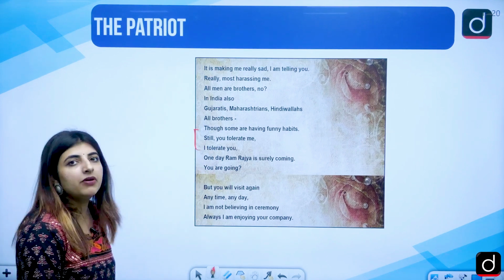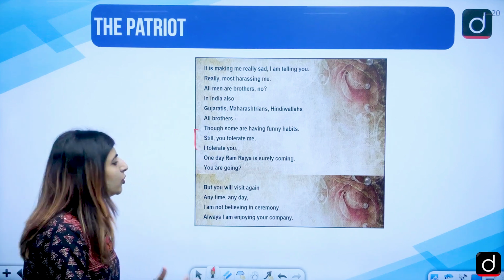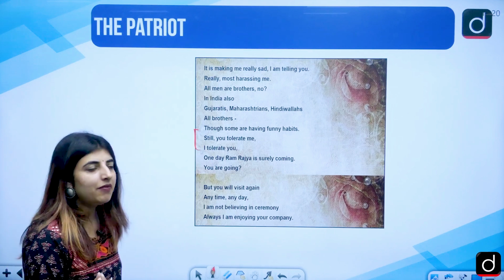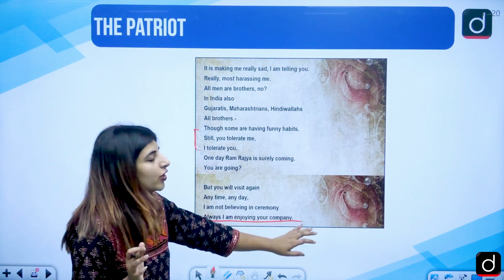One day, Ram Rajya is surely coming. You're going. But you will visit again. Anytime, any day, I'm not believing in ceremony. Always I'm enjoying your company.